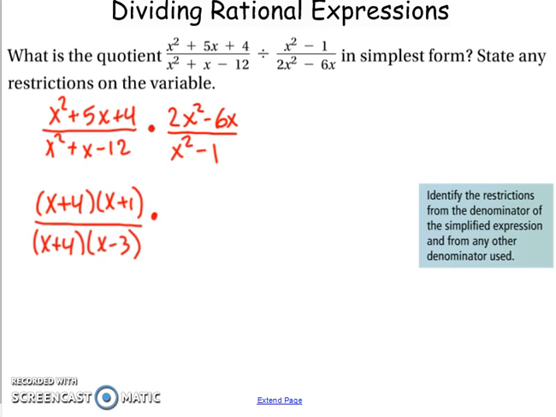We're going to take out the GCF of the next numerator, so we could take out a 2x, and we're left with x minus 3. And then the denominator is a difference of squares, so we have x plus 1 and x minus 1.